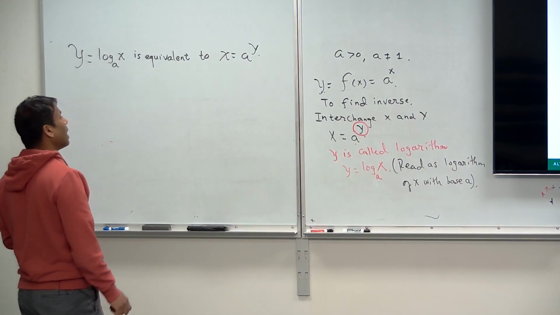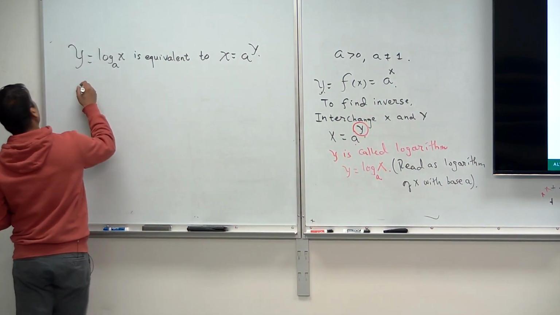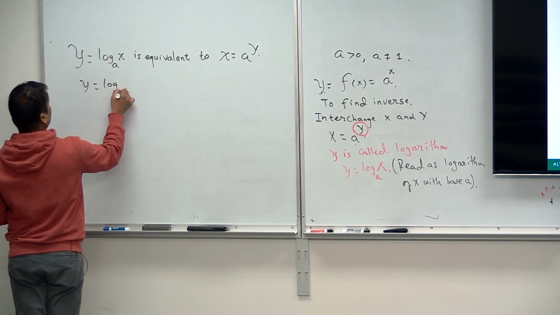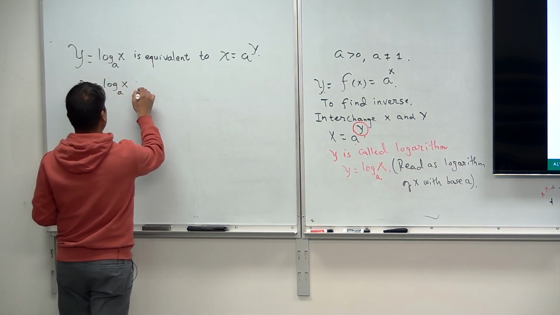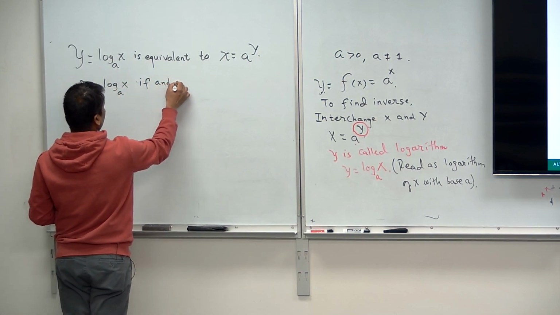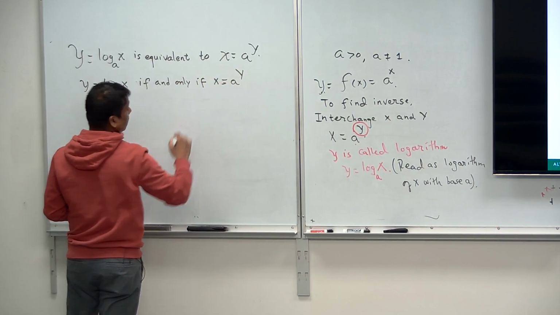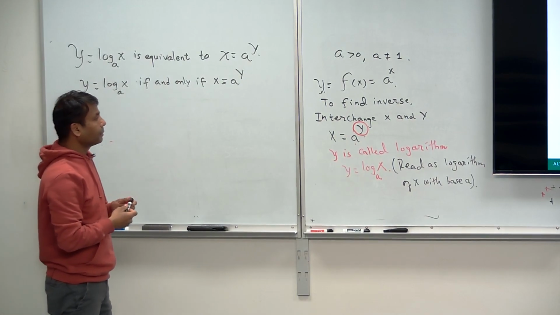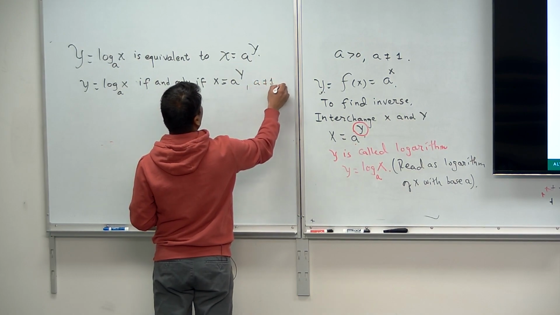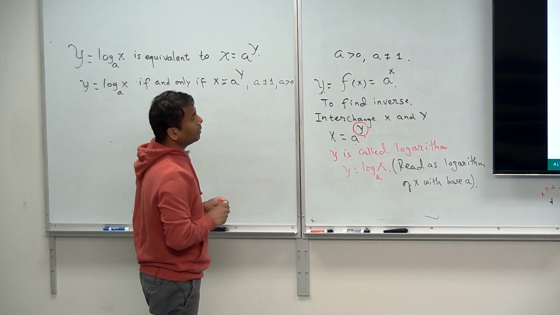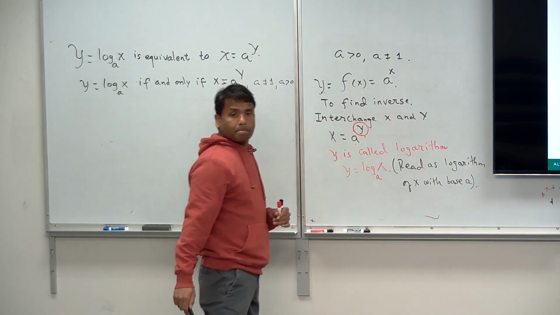Equivalent means if and only if, okay? So you see what I'm talking about, right? This is y equals logarithm with base a of x if and only if x equals a to the power y. And here, you remember a is not equal to 1 and a is positive. You remember that, okay? Good?